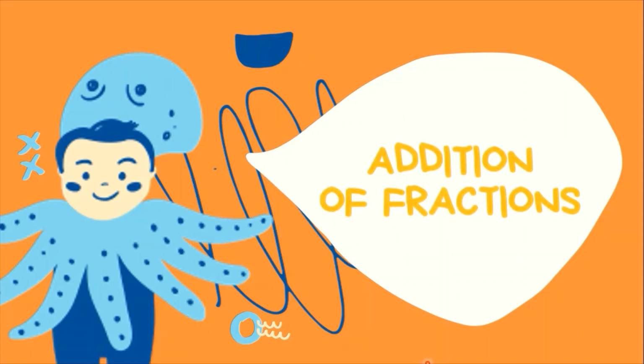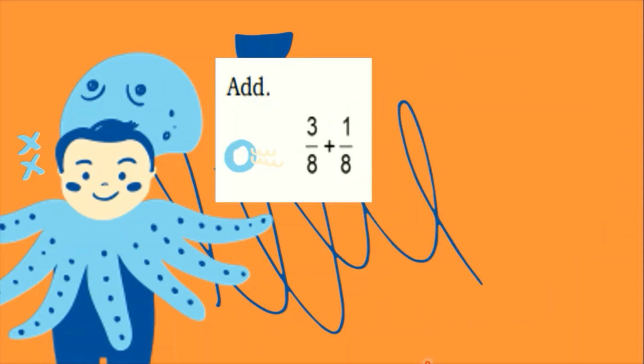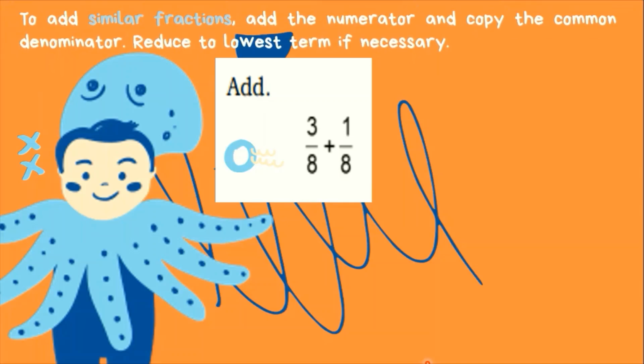Let's now focus on the addition of fractions. We have here an example. We have to add 3/8 plus 1/8. To add similar fractions, add the numerator and copy the common denominator. Reduce to lowest term if necessary.